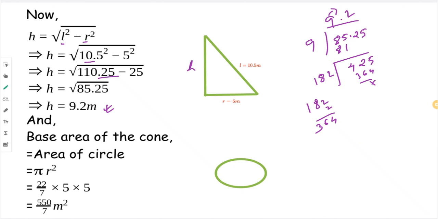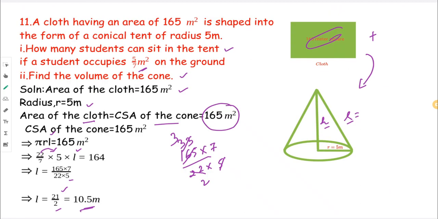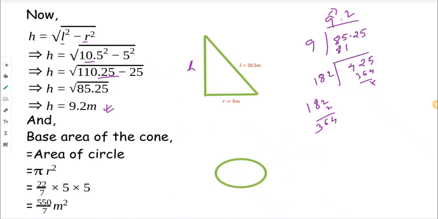Now the first question, what do they ask us? How many students can sit? And where will the students sit? They have to sit here, which means I have to know the area of this circle. So now let's find the base area of the cone, which is a circle, like I told you. Area of the circle is pi r square, radius already given to us. Then 22 by 7, and then 5 into 5. Since we cannot divide, simply multiply. We get 550 by 7. So now we know the area of this base region.